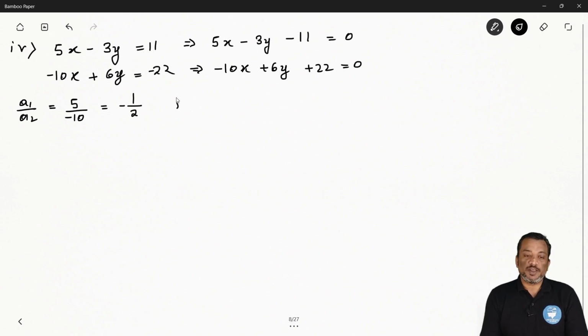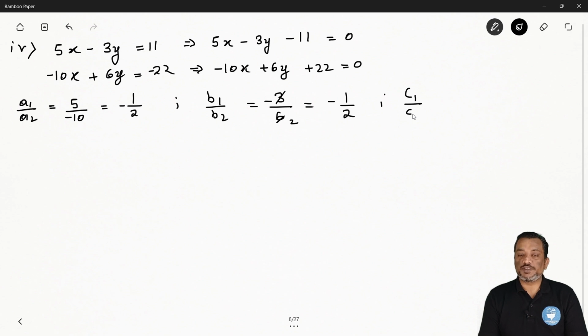Okay, same way we will find b1 over b2. Okay, b1 over b2 we will say how much, minus 3 over 6. So you will get here also this one 2. So you will get minus 1 over 2. And last you will have c1 over c2. So minus 11 over 22. Okay, so this one also 2. So you can say minus 1 over 2.